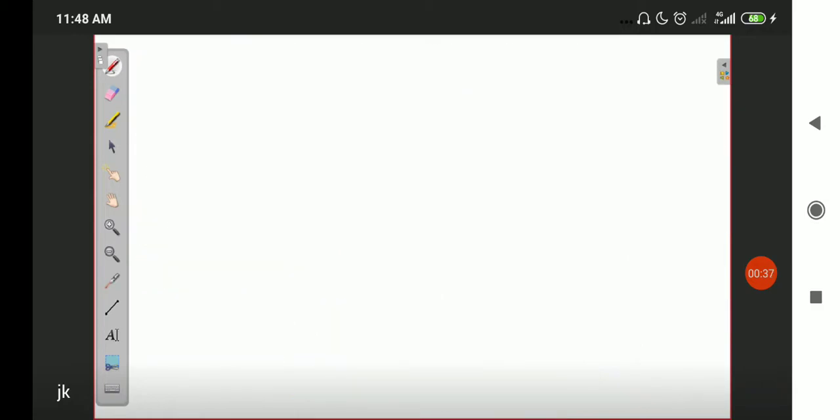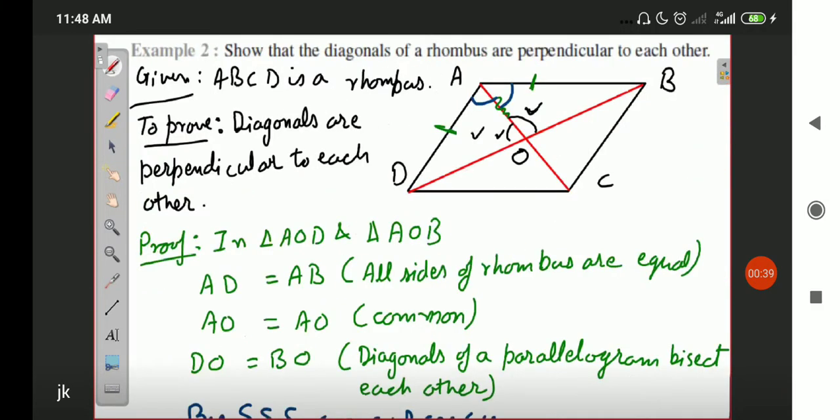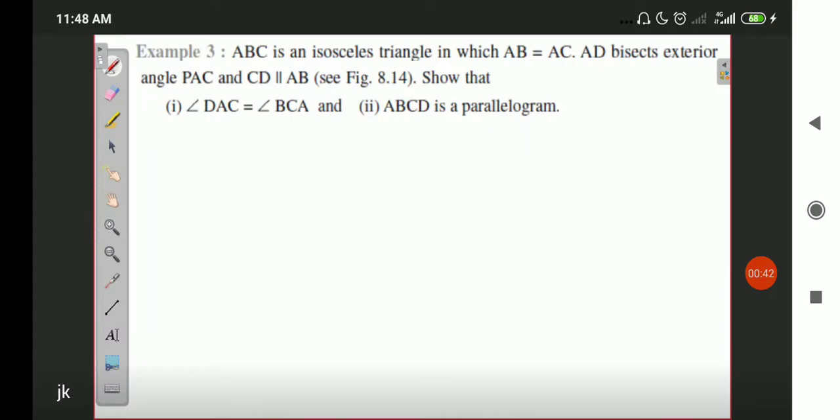And after that, we have started with the examples. We have completed example number 1 and example number 2. And we are going to start with example number 3. Once again, I will draw the figure for this example and then we will see how to do this. Example number 3: ABC is an isosceles triangle. So first of all, we have an isosceles triangle ABC.